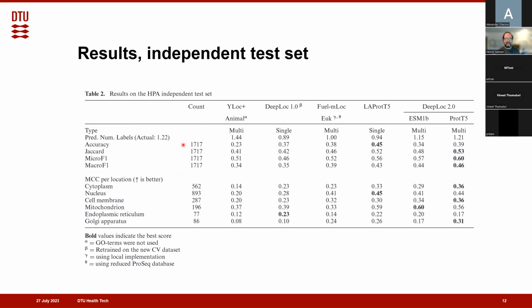The predicted number of labels, we can see again that DeepLoc+ has a tendency to overpredict multiple localization, while DeepLoc2, especially the Prot5 version of DeepLoc2, gives a realistic number of locations per protein. LA-Prot5 actually underpredicts multiple localization in this case, and this number is lower than 1 because in some cases LA-Prot5 predicts one of the categories that is missing from the HPA data.